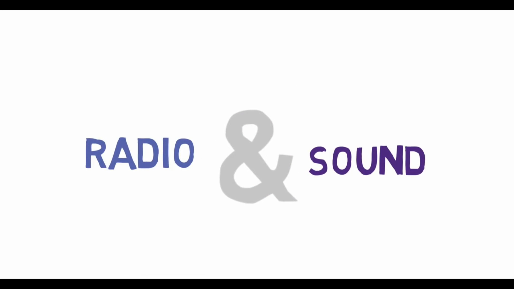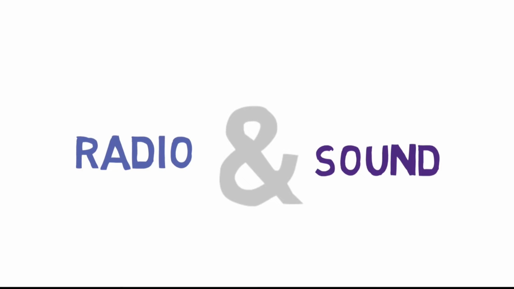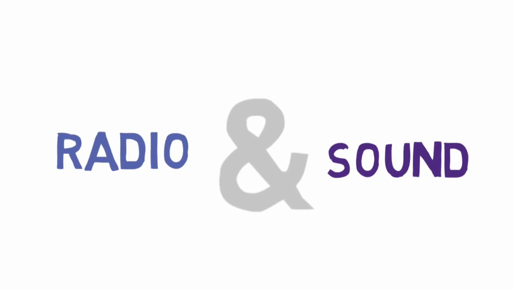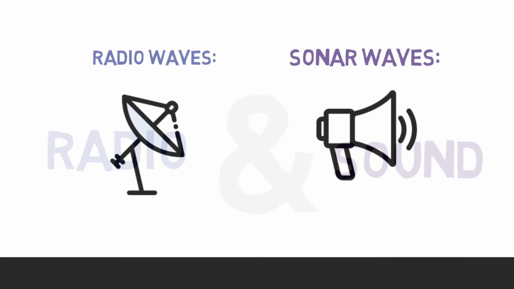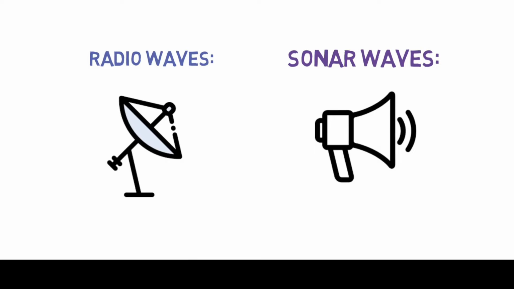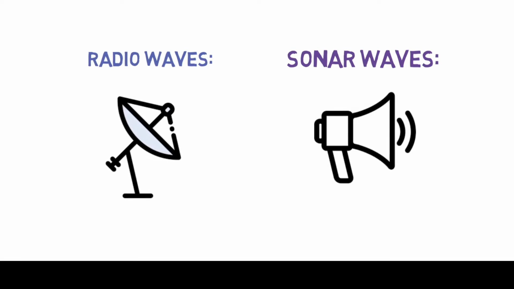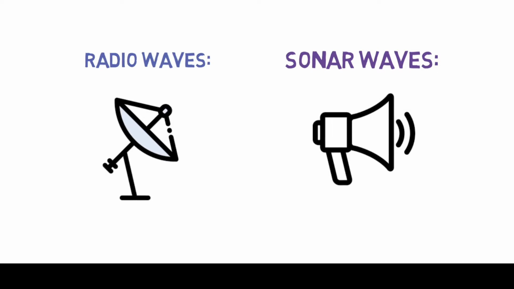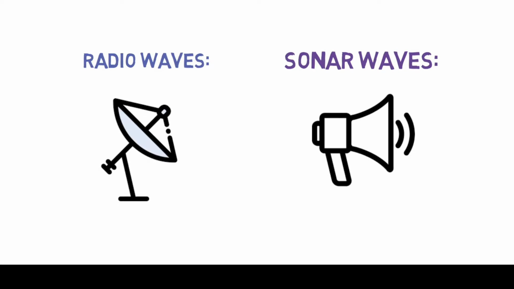Now we can dive into what we're really here to learn about, radio and sound waves. Did you know these are known as the biggest waves we have access to? Radio waves make up part of the electromagnetic spectrum. These waves are packets of energy with differing wavelengths, similar to visible light waves, X-rays, or gamma rays, except longer.